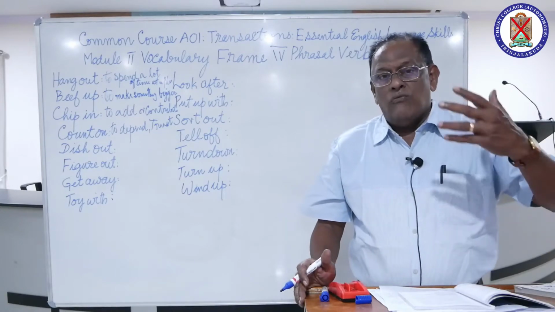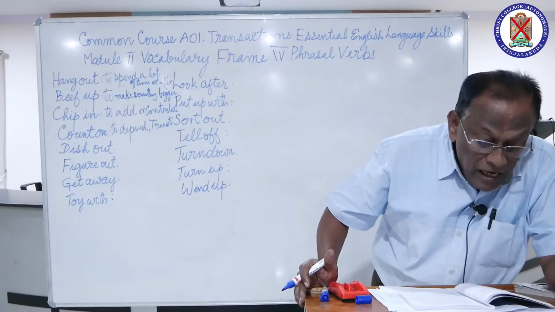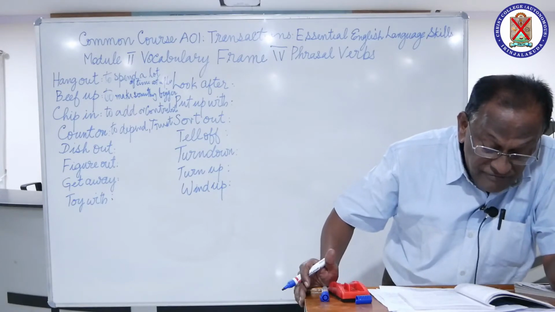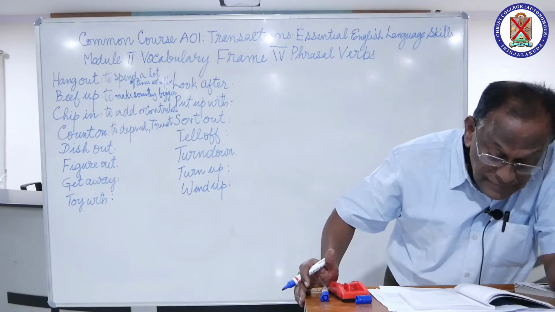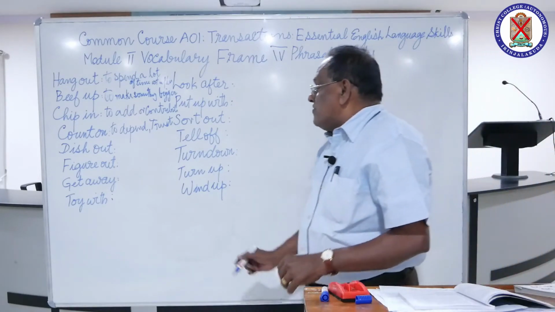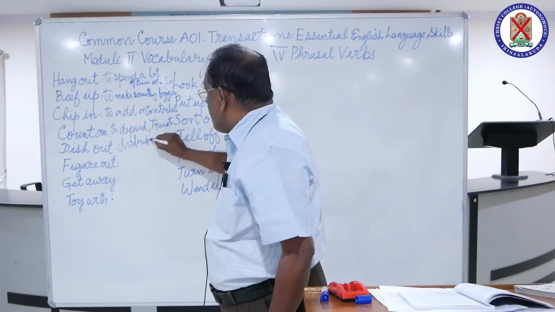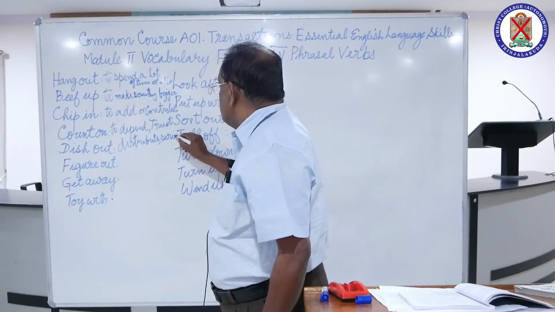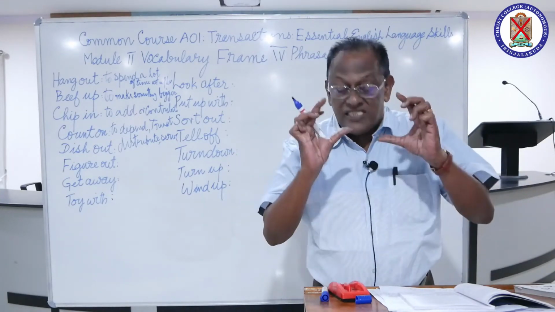Next one is dish out. What is the meaning of the phrasal verb dish out? Dish out means to distribute or serve. Dish out means to distribute or serve.